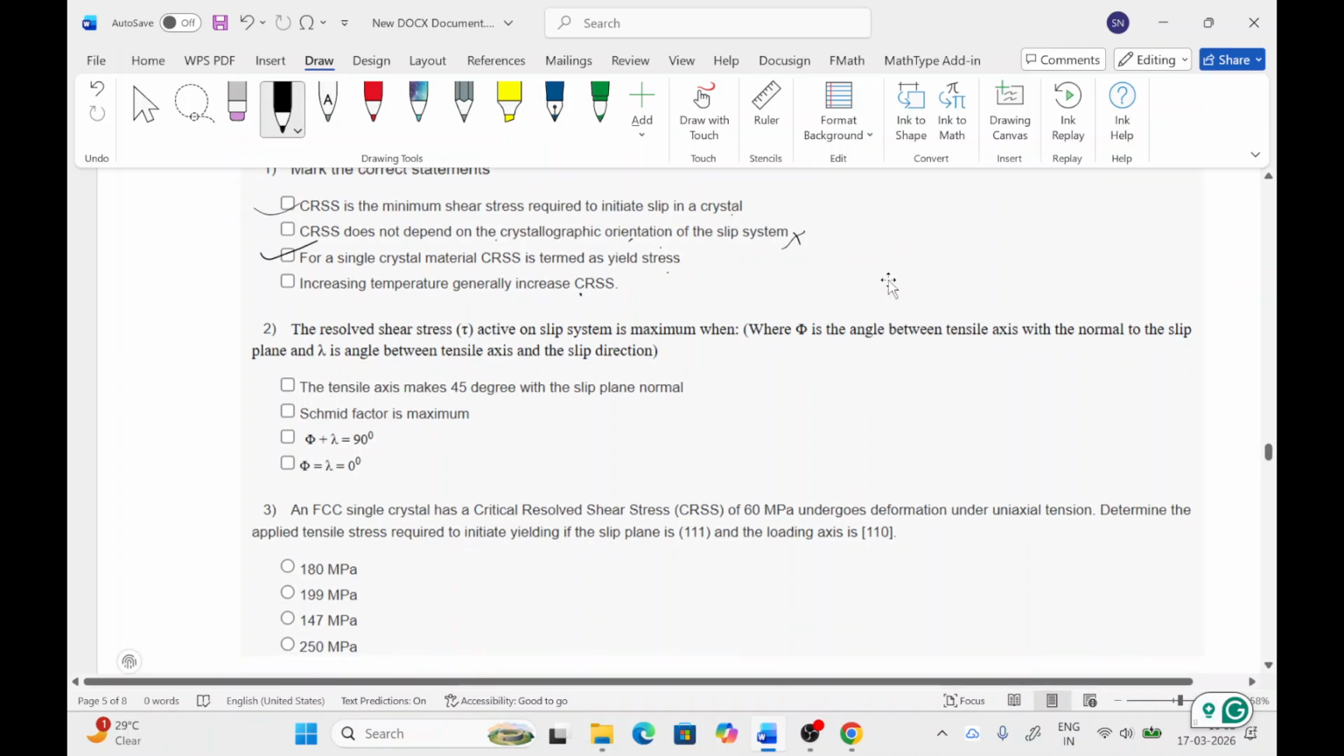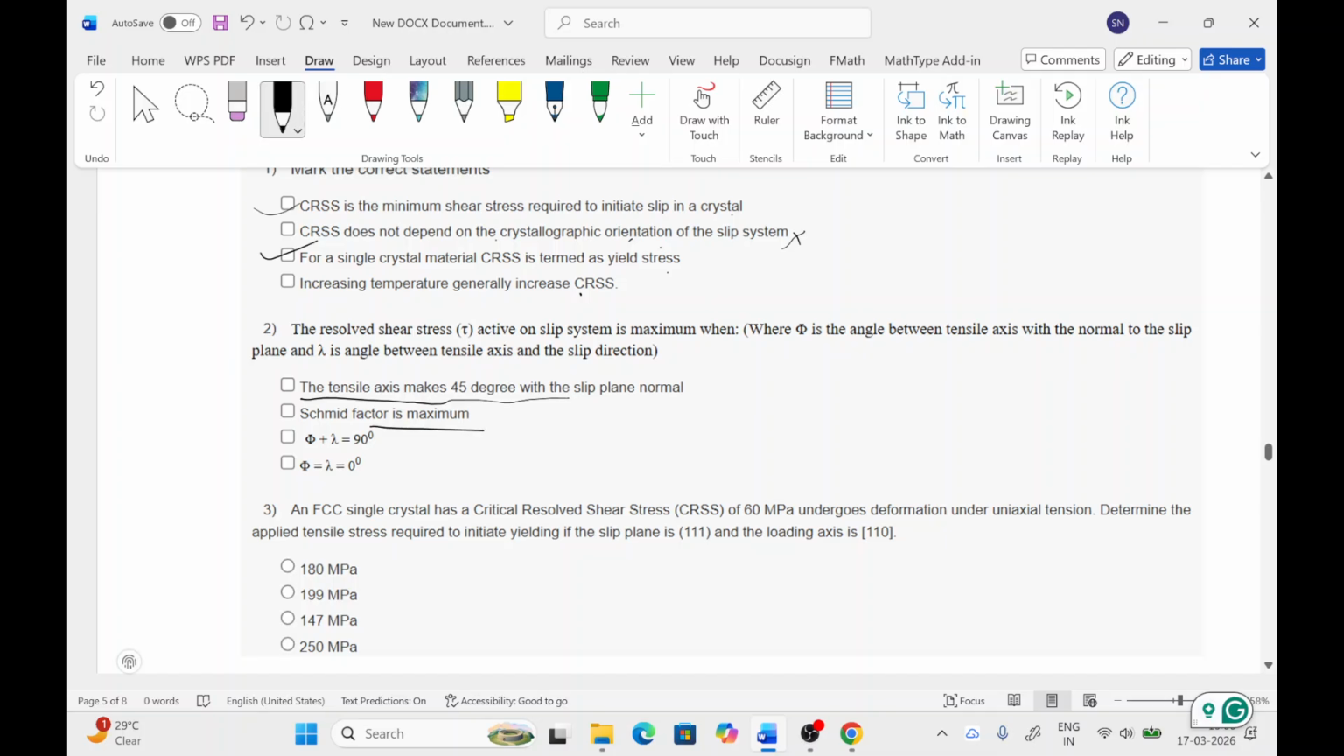The second question says the resolved shear stress on a slip system is maximum when. We discussed just now that 45 degrees makes the Schmidt factor maximum. The Schmidt factor should be maximum and phi plus lambda should be equal to 90 degrees. So the first, second and third options are correct.